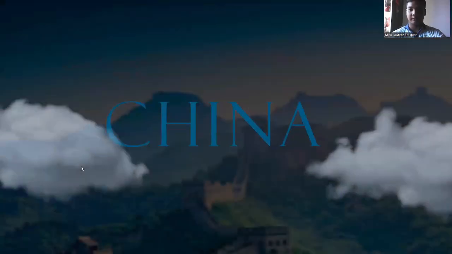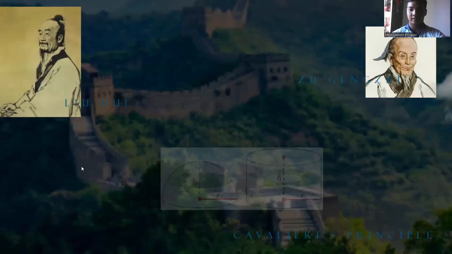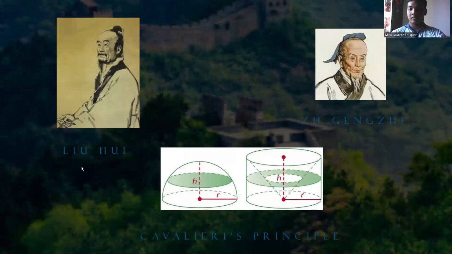Next is China. The method of exhaustion was independently discovered in 3rd century China by Liu Hui to find a circle's area, and in the 5th century, Zu Gengzhi used the method later called Cavalieri's principle, which states that the volumes of two three-dimensional objects are equal if the areas of their corresponding cross-sections are equal at every point along their height, to find a sphere's volume.